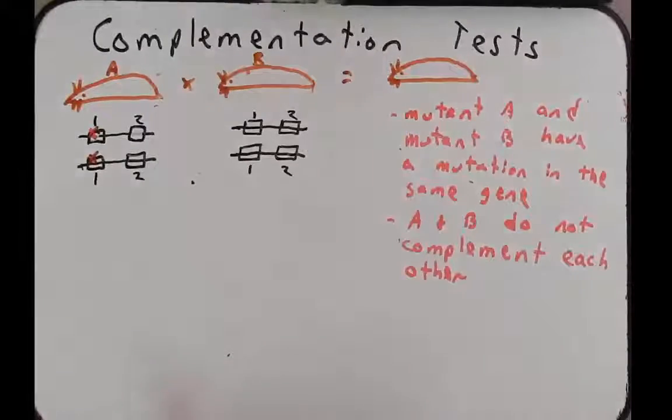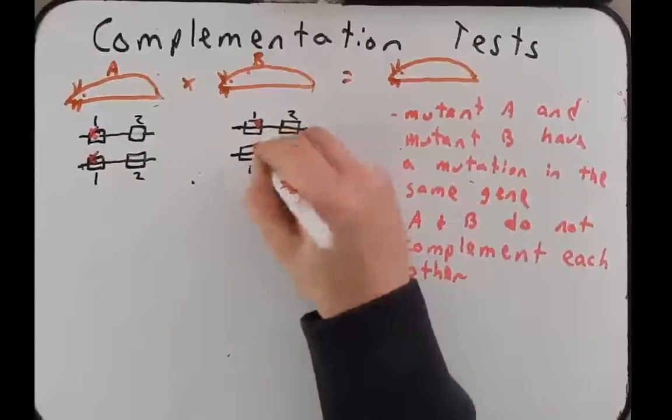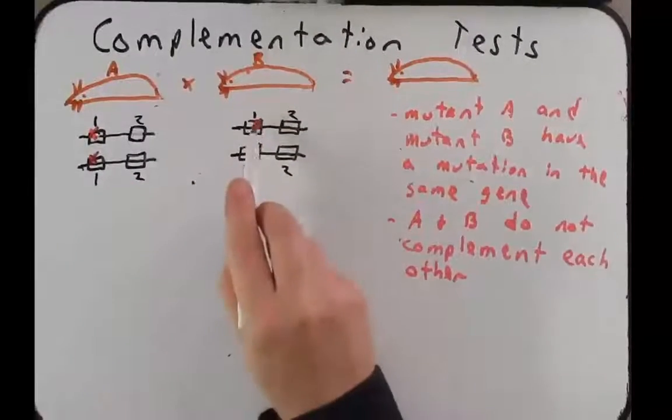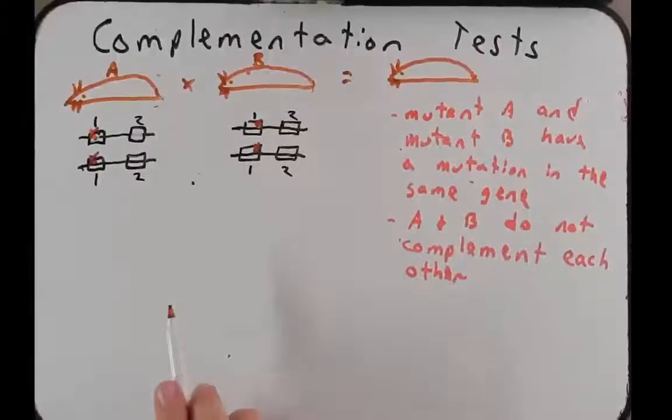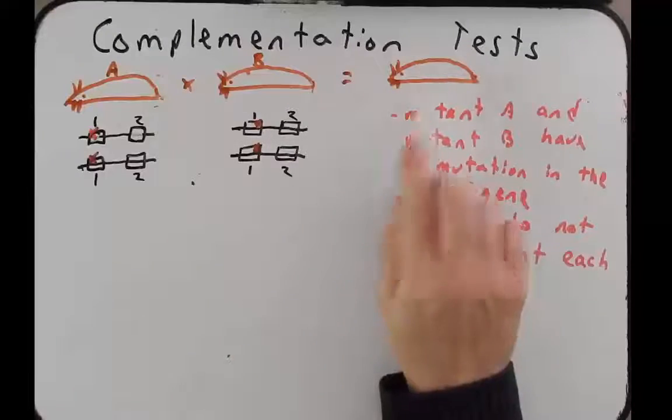Now, mutant B here was also a result of a mutation in gene 1. Now, it's unlikely it's going to be the exact same mutation, so I'm just trying to intentionally put it on the opposite end of the gene. So why is it when these two mice mate that the progeny don't have a tail?